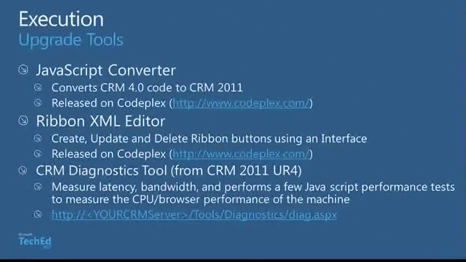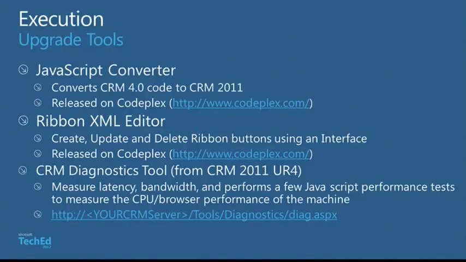So on the execution side, there are some tools that you can use for upgraders, and some of them are on Codeplex, and there's a lot more going up on there as well. I know some people in the room have created some that have popped up on there. So with CRM4, if you want to convert your code to 2011, and you might be new to JavaScript or not a JavaScript expert, there's a JavaScript converter tool up on Codeplex, which, if you paste in your CRM4 code, you can convert it to 2011 and then bring that across.